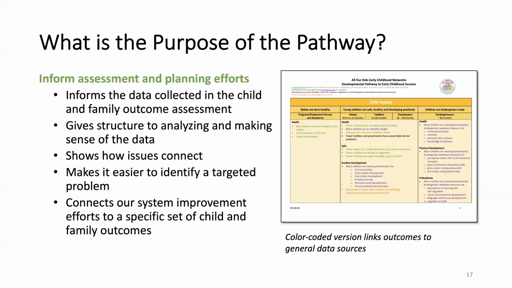Before I move on, I'll also note that there are two versions of the developmental pathway. The version I'm showing here is the color-coded version. It color codes, if you will, the type of data sources that are related to each outcome. For example, as we look at health, that's in green, which represents county-level data sources that might be available to you to find data. We're not going to go into those details right now, but know that it is color coded to make that easier.